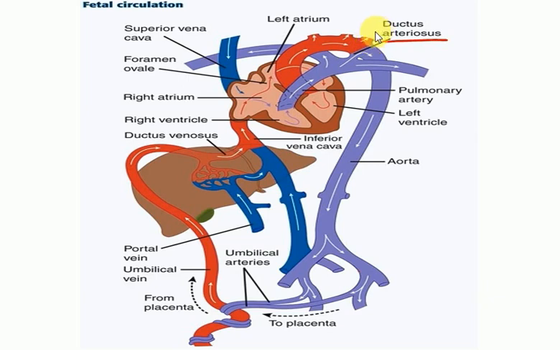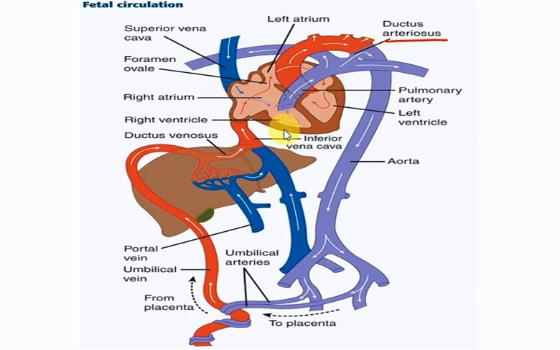After the birth, these three connections close. They close because of the decrease in the pulmonary vascular resistance, causing an increase in the left atrial pressure, which closes the foramen ovale, and the remnant is called fossa ovalis. Also, due to increase in the oxygen, there is a decrease in the prostaglandin level, and the ductus arteriosus also closes.